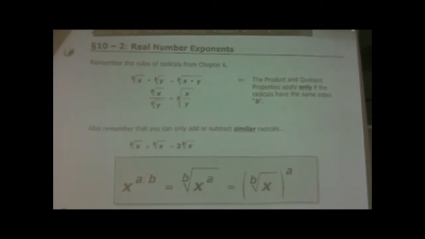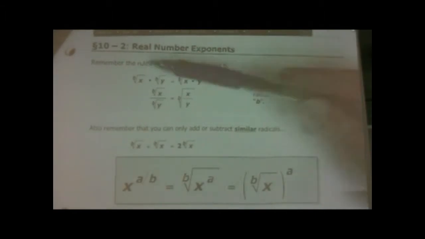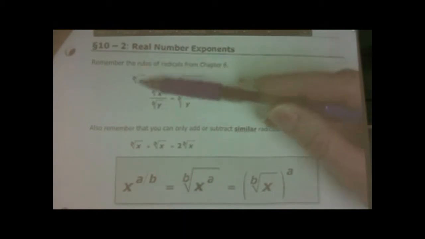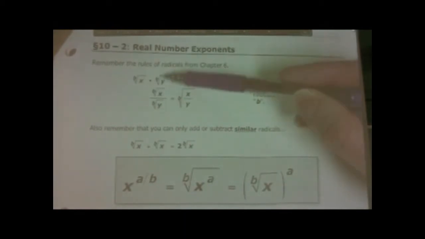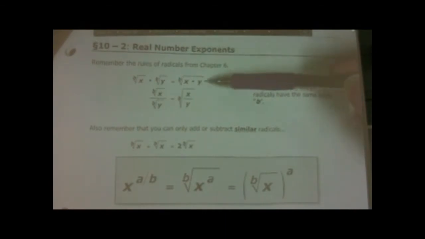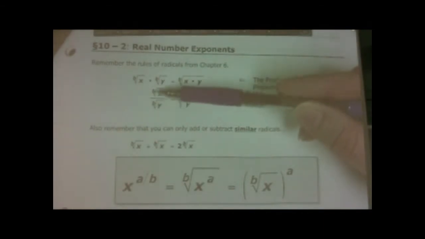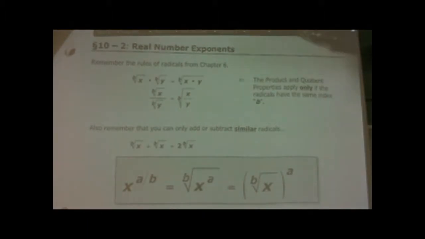So a couple of things to review from chapter 6. If you have the same index of roots, so if this number here is the same, you can use the product rule. If it's different, you can't. If this number is the same, you can use the quotient rule. If it's different, you cannot. All right, and another thing, let's just review what we learned in our last lesson, which is x to the a over b power is the b root of x to the a, and we can write the a on the outside or in the inside.